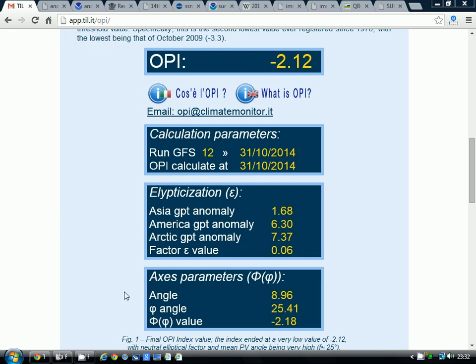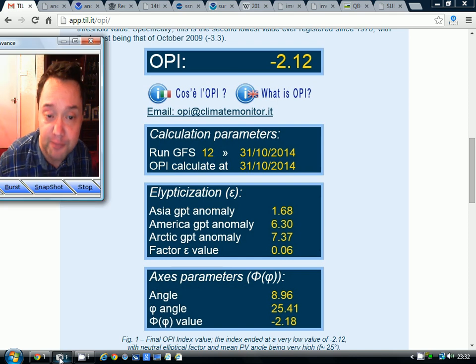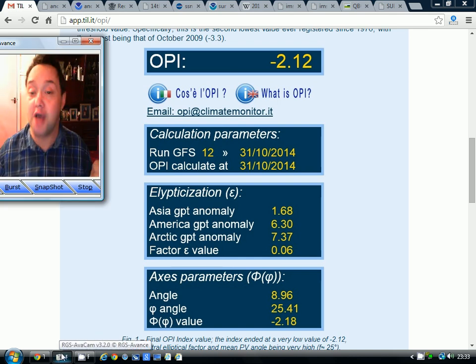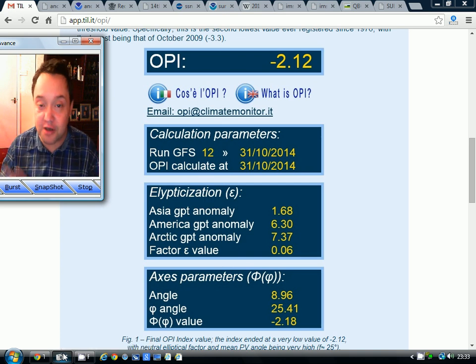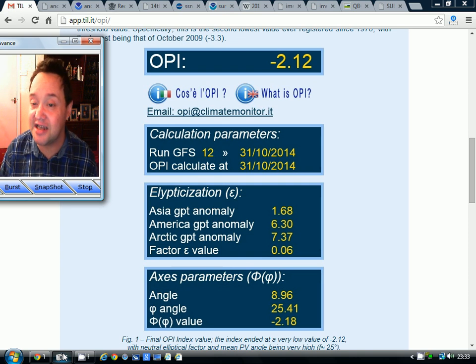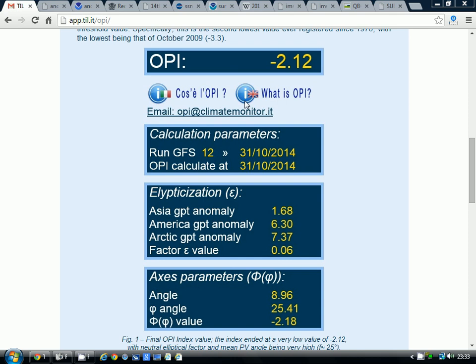Right, so through this autumn, the big talking point has been, to be serious for a moment, the OPI, the October Pattern Index from the forecasters in Italy. I've been updating it through videos on the blog as well. On Monday, we got the final number for the OPI from the forecasters in Italy, and the final number was this one, minus 2.12. That was the OPI for October, the October Pattern Index.